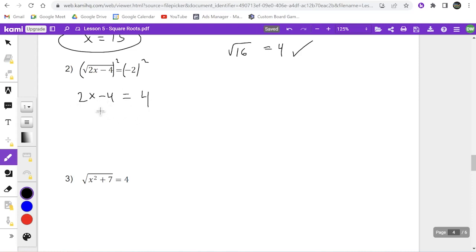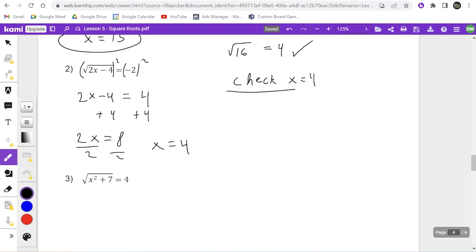So then if I want to solve for x, this is easy algebra. First, add 4 to both sides. 2x equals 8. And then you divide both sides by 2, and you'll get x equals 4. And once again, I need to check x equals 4 by plugging it back into the equation. So that's going to be the square root of 2 times 4 is 8 minus 4 equals negative 2.